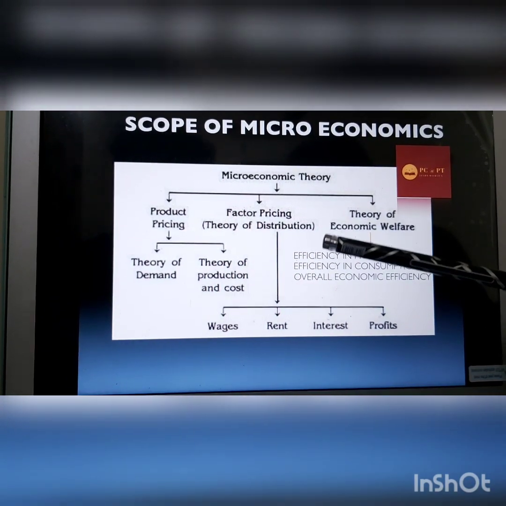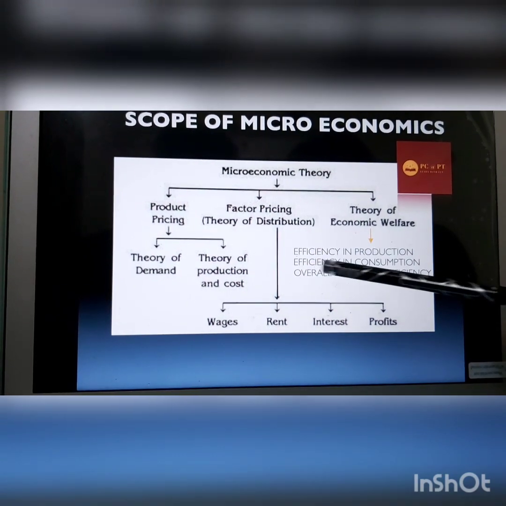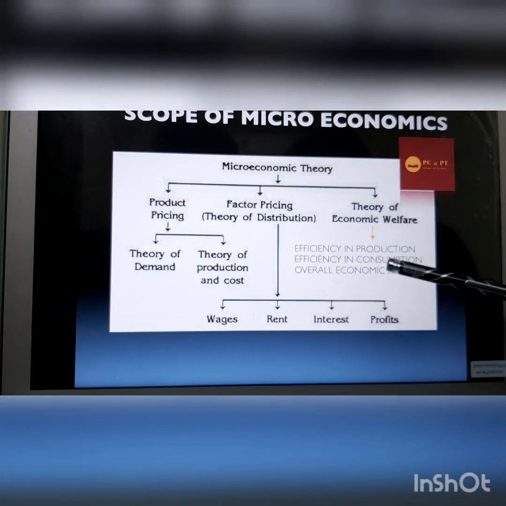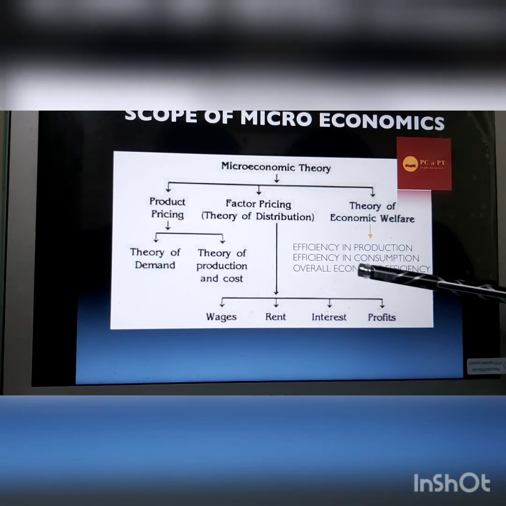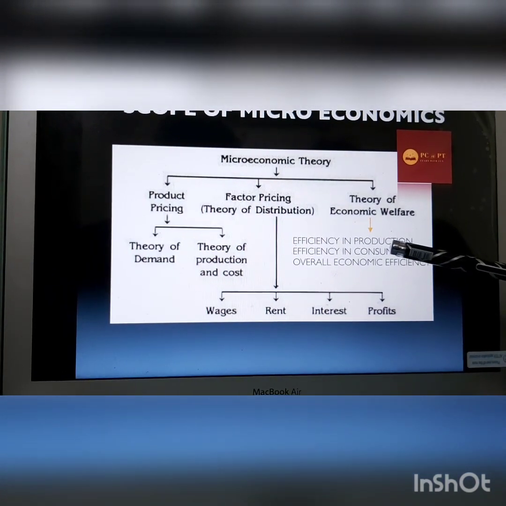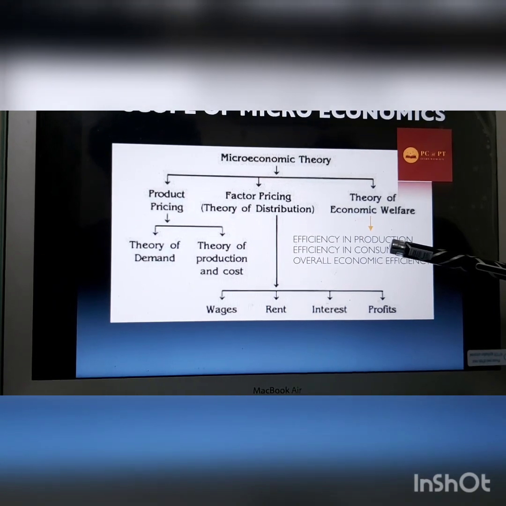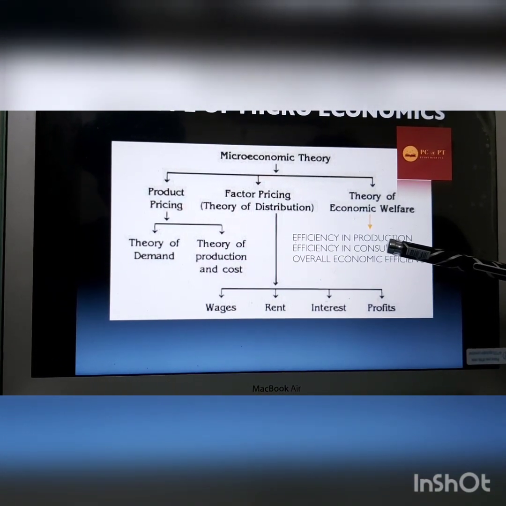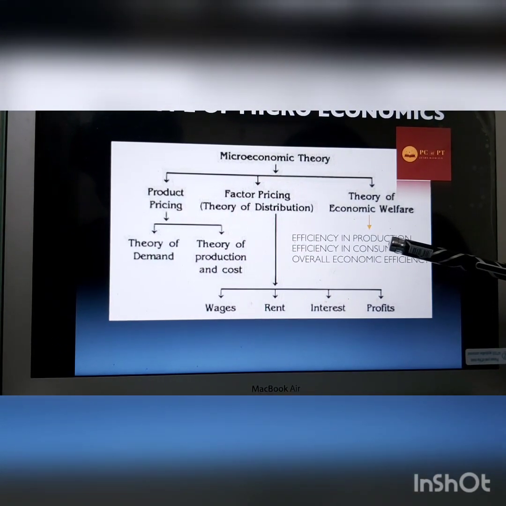So it is the distribution channel which is coming under the concept of efficiency in consumption and overall economic efficiency. So ये overall economic efficiency क्या होगी? Nothing but production of goods which are most desired by people.